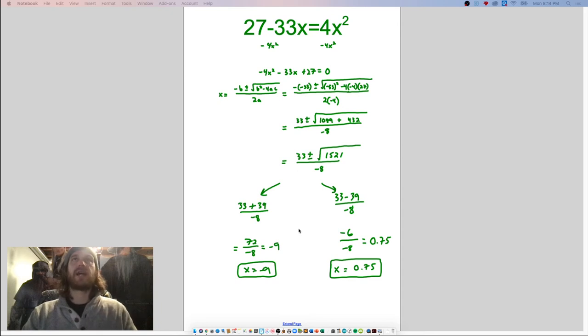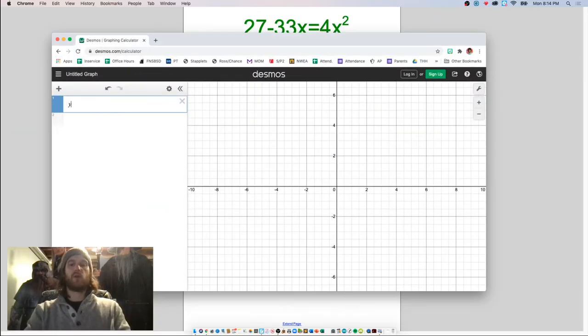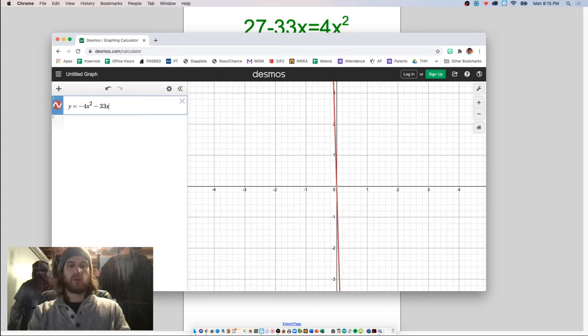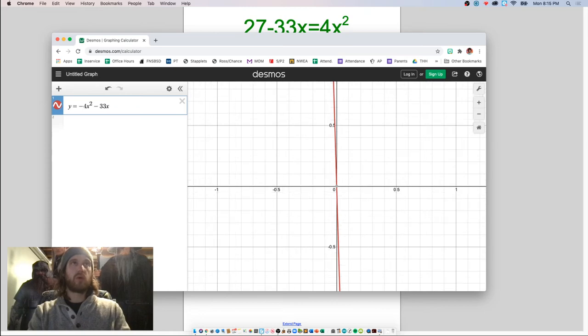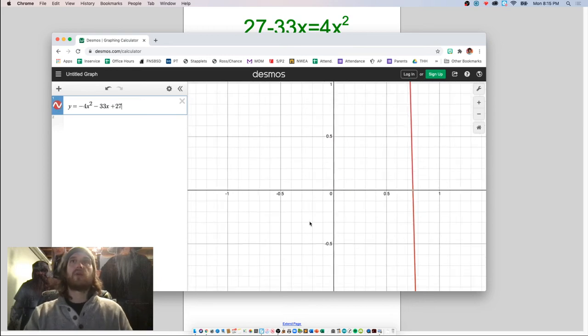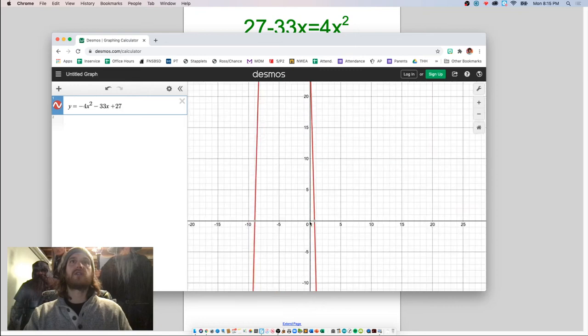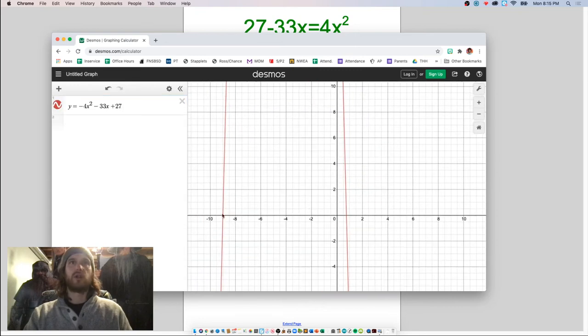Alright guys, so let's say we want to check our answer using some sort of graphing software. What you do is you graph it once it's in standard form. Okay, so negative 4x squared minus 33x plus 27. So let's go here. Y equals negative 4x squared minus 33x plus 27. Whoa! What is going on? Okay, there we go. Hey, look at that. Where does it cross? By George. As the prophecy foretold. Yeah, it's like math makes sense or something.